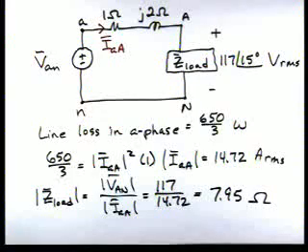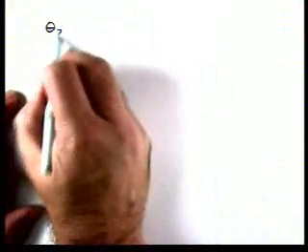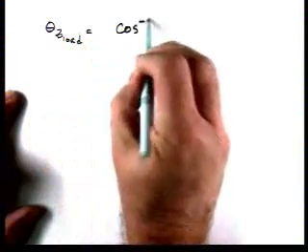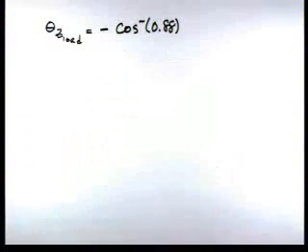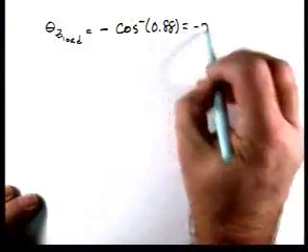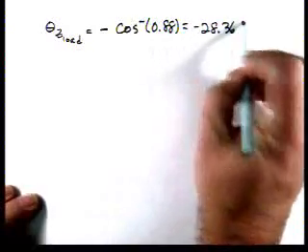Now, we were told that the power factor of the load is leading. And if we remember, theta Z for the load is related to the power factor by the cosine inverse of 0.88. Now, it has to be minus this time because it's a leading power factor. Leading power factor indicates a capacitive load, which says the angle on Z is negative. So this gives us minus 28.36.